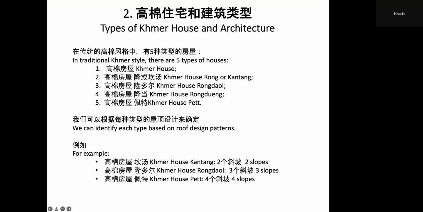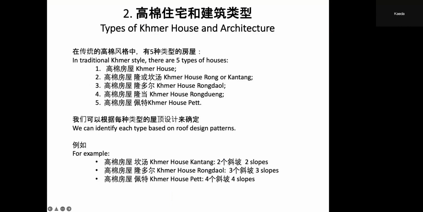So how can you differentiate between these houses? You can identify each of them based on the roof pattern design. For example, one type has 2 slopes, the Khmer house run down has 3 slopes, and the Khmer house back has 4 slopes.